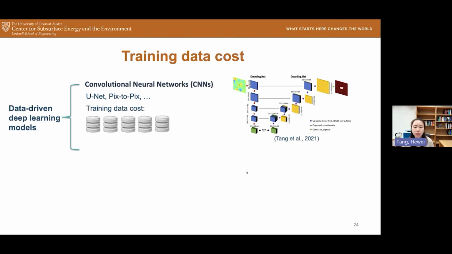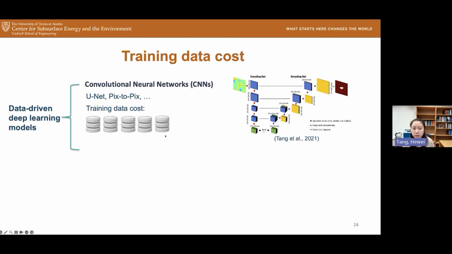So this also brings us to the second part of this talk, where I want to focus on how we could propose a new training technology to reduce the training data cost. In terms of data-driven deep learning models, we have seen a lot of successful cases based on convolutional neural networks. The key idea is to reformulate the problem as an image-to-image regression task. And we have seen U-Net, pix2pix, and a lot of CNNs that are very good at this kind of task.